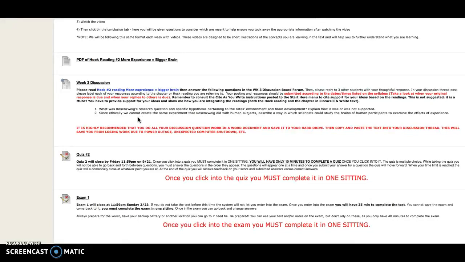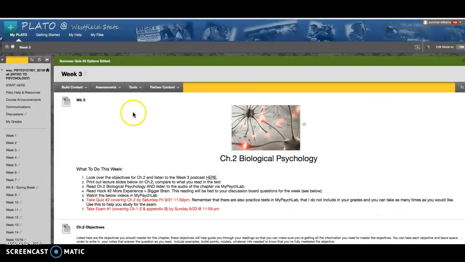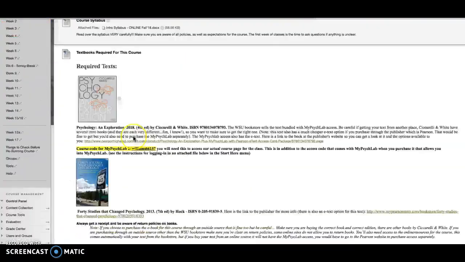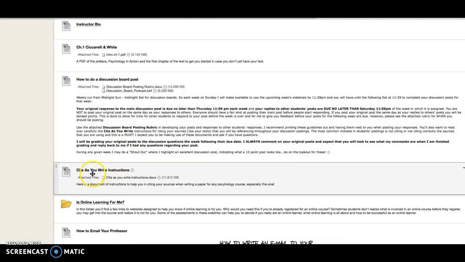Because we're doing APA citations. And if you need help with that, you can go back into the Start Here menu, and I've posted some various sources. Here, I'll click into here and get you oriented with where we're going to go. If you come down to the cite as you write document, it's there to help you cite while you're writing. Like, I want to pull this from the textbook. How do I do that? Do I need quotes? How do I cite the author?